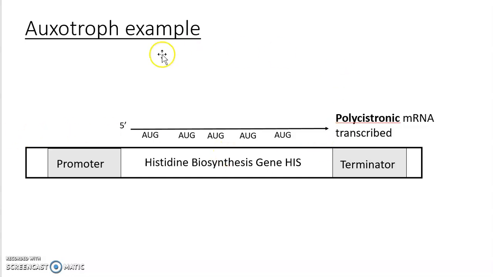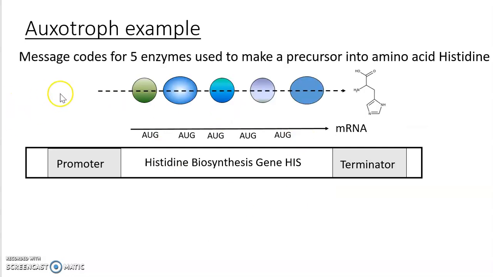Here we've got our polycistronic message that would be transcribed from our his gene right here, and then that message is actually read by the ribosomes, and in this case it's polycistronic because there are actually 5 different coding regions built into the message. So there's 5 different AUG start codons here, and the ribosomes, as they're chugging along reading this message, can actually end up making 5 different enzymes that are going to take precursor chemicals and modify them into our final amino acid histidine.